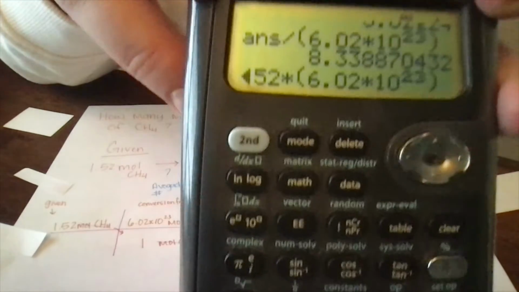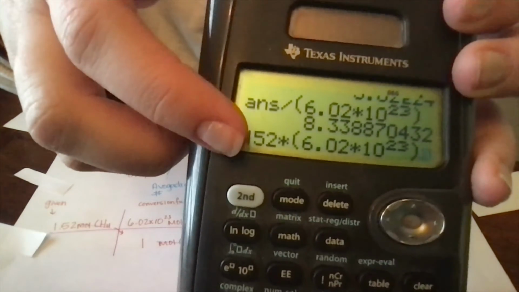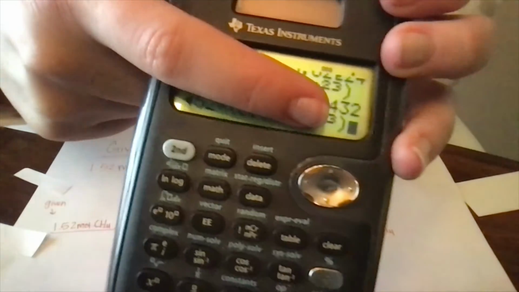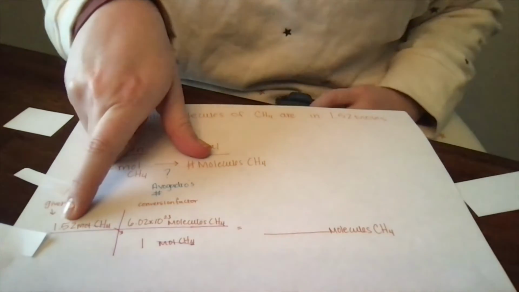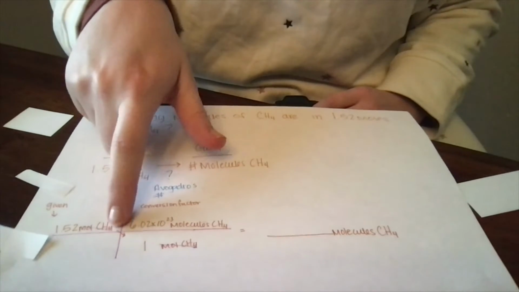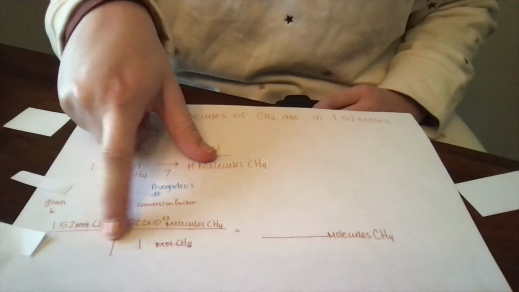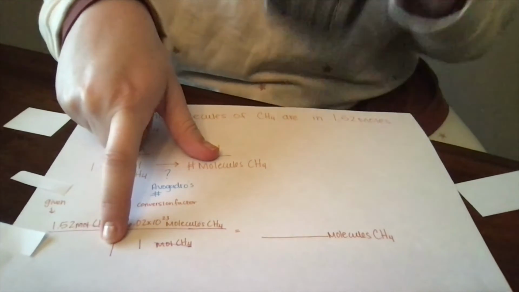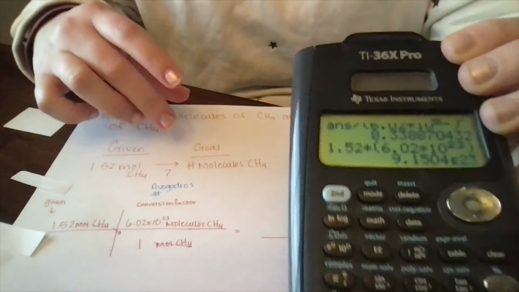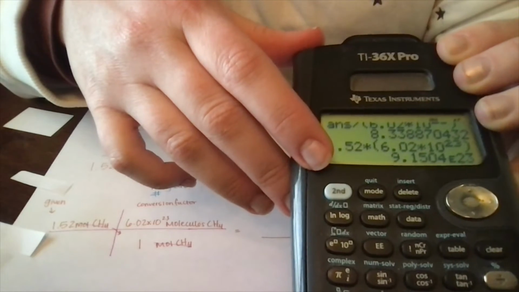This is what I have in my calculator, this bottom line. 1.52 times 6.02 times 10 to the 23rd, because that's what this says. Remember, you multiply at the vertical line and you divide by the bottom. But the bottom is just 1, so I don't have to worry about doing that. So I'm going to click enter, and this is my answer, this bottom number.